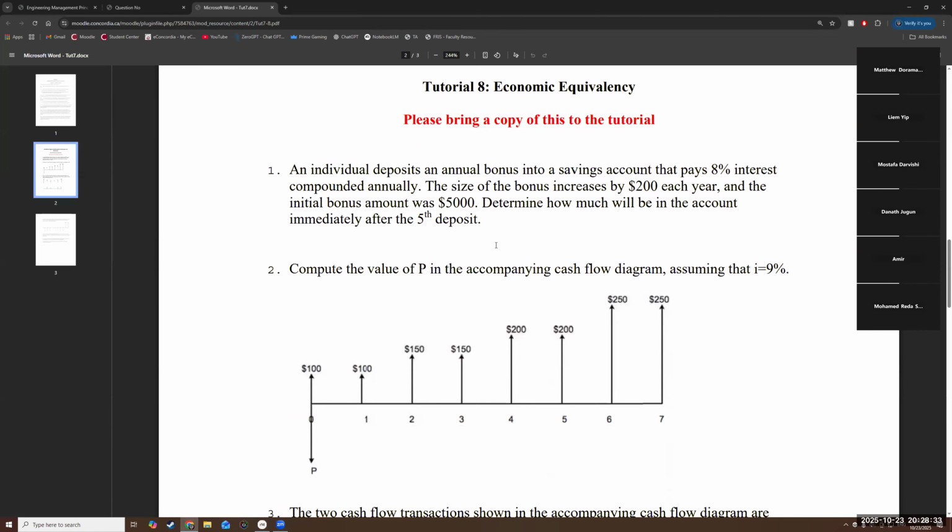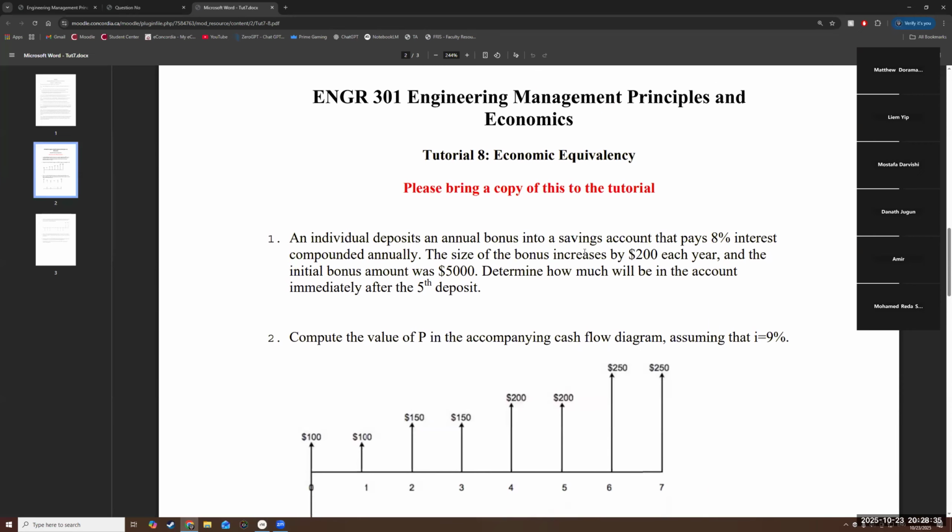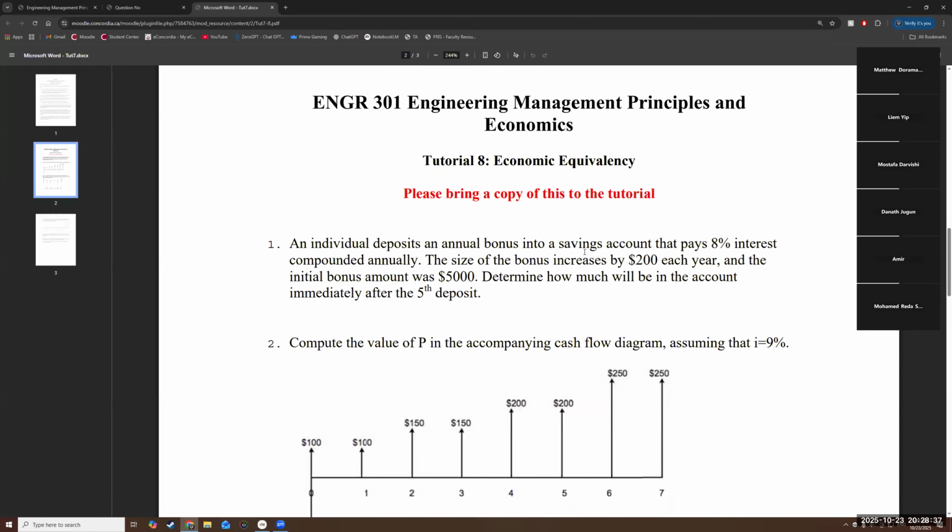Okay. So here is our first question. An individual deposits an annual bonus into a savings account that pays 8% interest, compounded annually. The size of the bonus increases by $200 each year, and the initial bonus amount was $5,000. Determine how much will be in the account immediately after the fifth deposit.